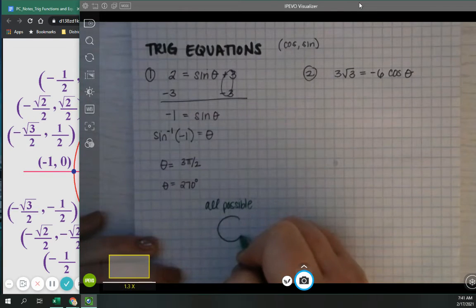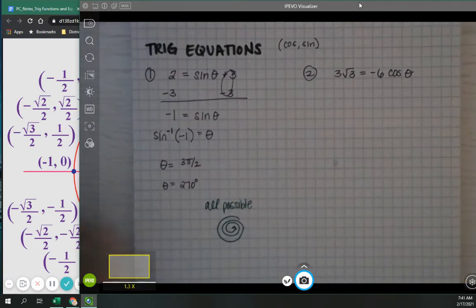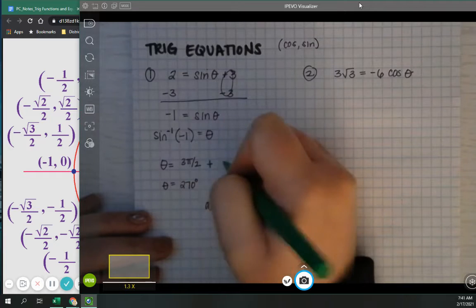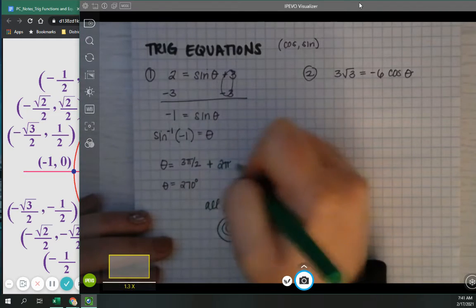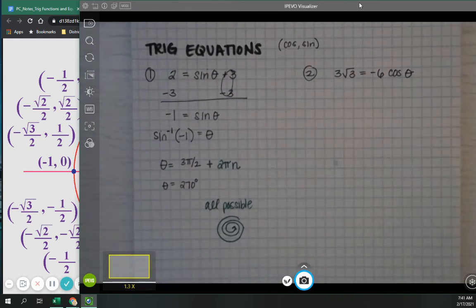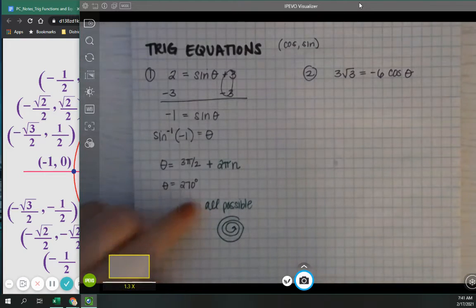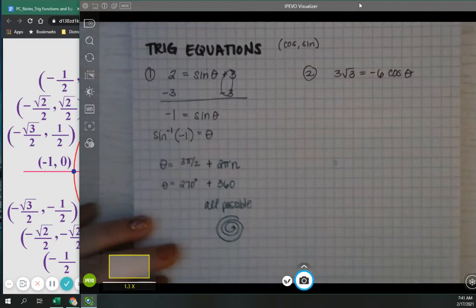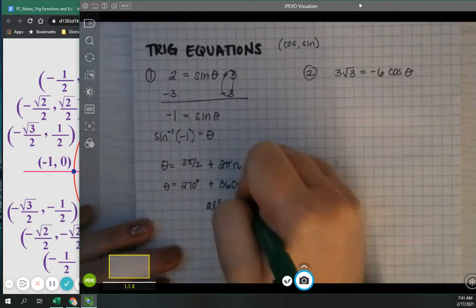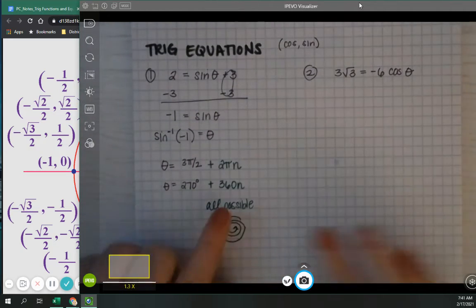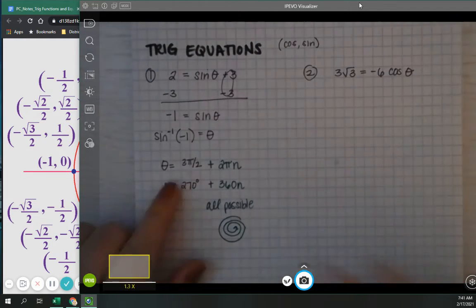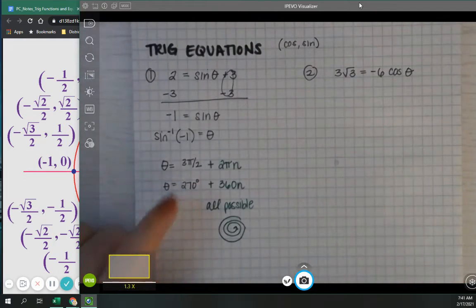Now, if they were asking for all possible answers, that means not just one rotation around the unit circle, but multiple rotations around the unit circle. So for dealing with radians, what I would do is add a rotation and then the number of times I rotate. If you're dealing with degrees, 360 degrees is a full rotation times the number of times we rotate around. So if it mentions all possible, make sure to add these two to the end of both of your exact answers.